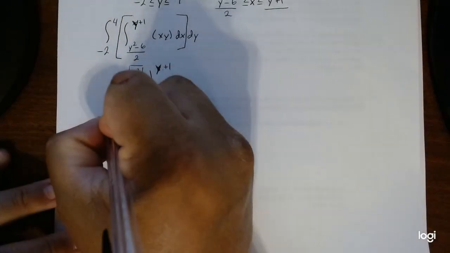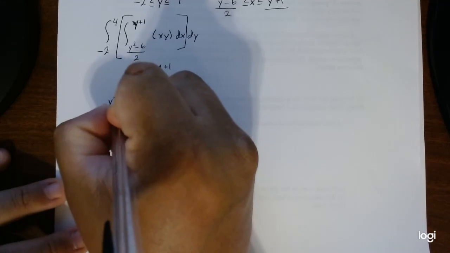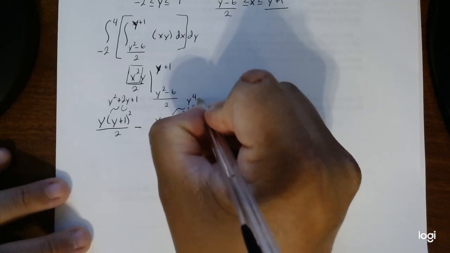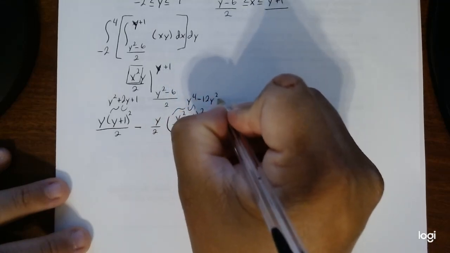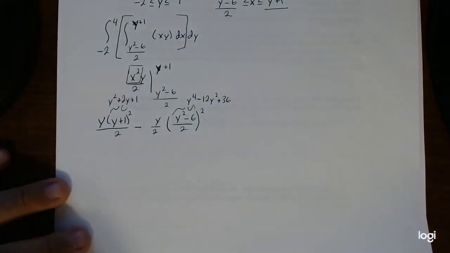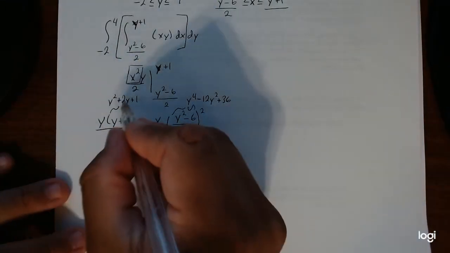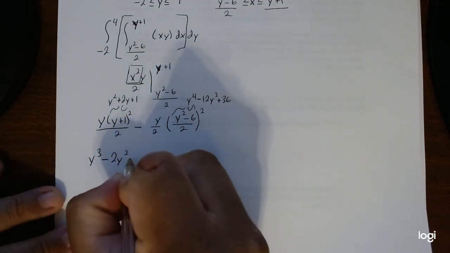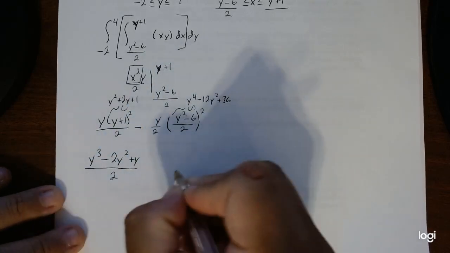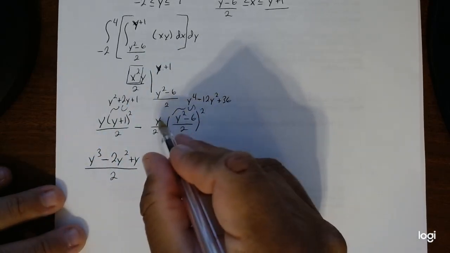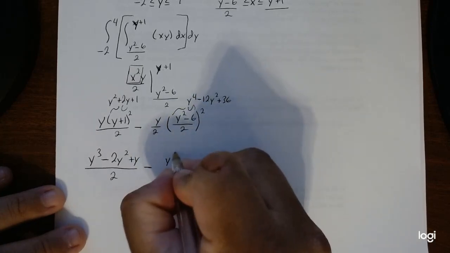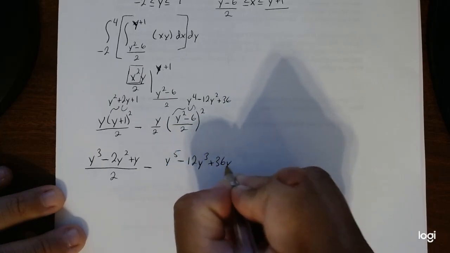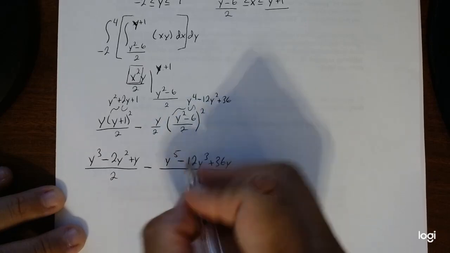Okay. Now this part here is y squared plus 2y plus 1. And this part right here is y to the 4th minus 12y squared plus 36. All right, so if I distribute the y, I now get y to the 3rd plus 2y squared plus y, all over 2. And if again I distribute this y on the very top, I get y to the 5th minus 12y to the 3rd plus 36y, all over 2 squared, which is 4 times 2, gives you the 8.